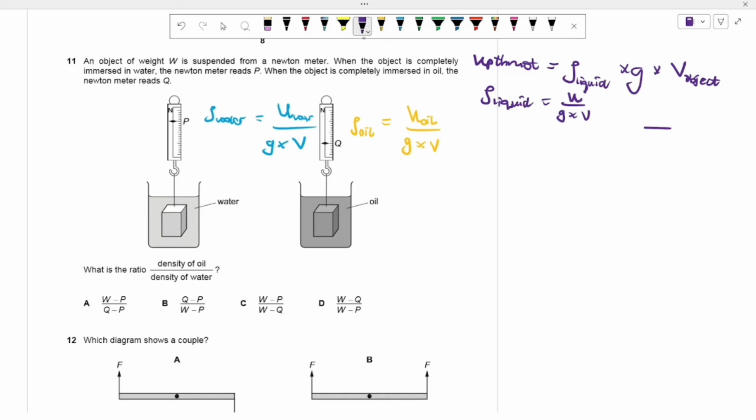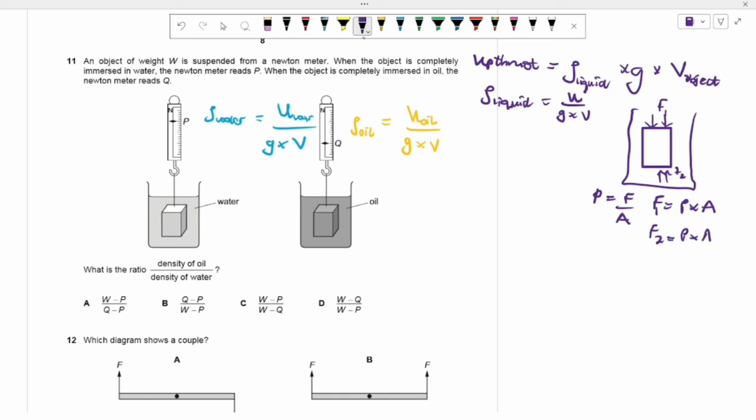Upthrust basically comes from comparing the forces acting on an object. If you have an object like this, because it's in a liquid, there's going to be a certain force F1 acting here, and another force F2 acting at the bottom. You know that pressure is equal to force divided by area, so the force acting on that point will be equal to pressure times area. F1 will be pressure times area, and F2 will be pressure times area.